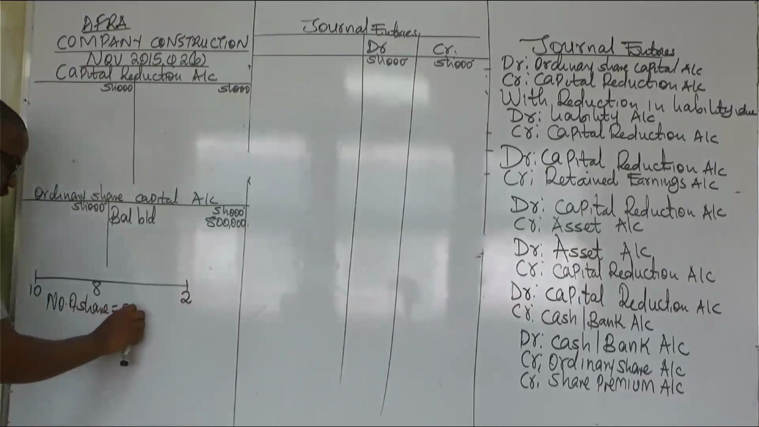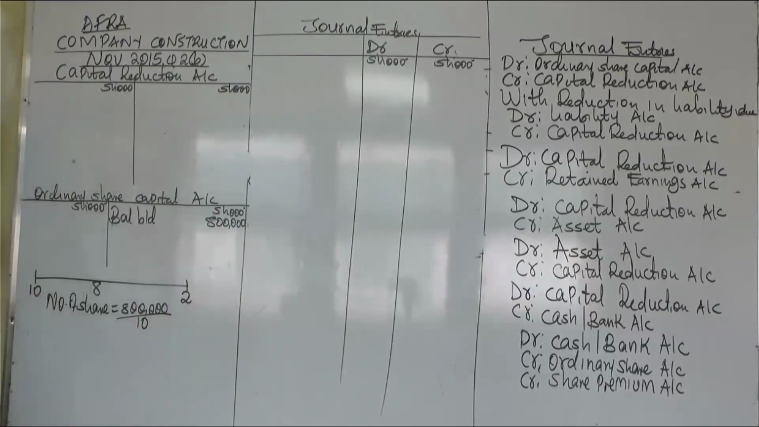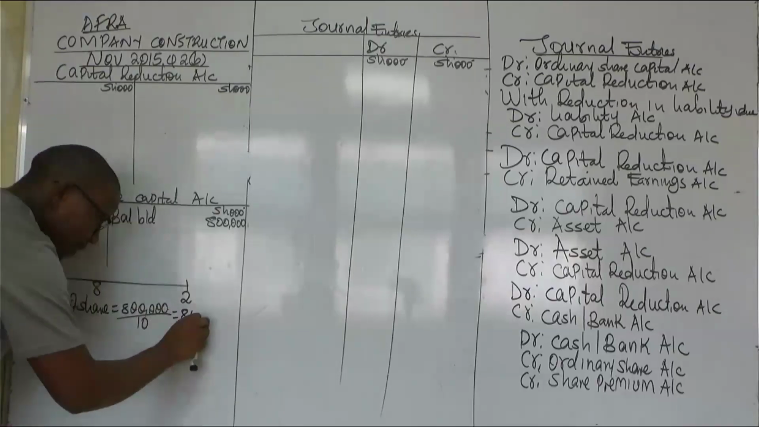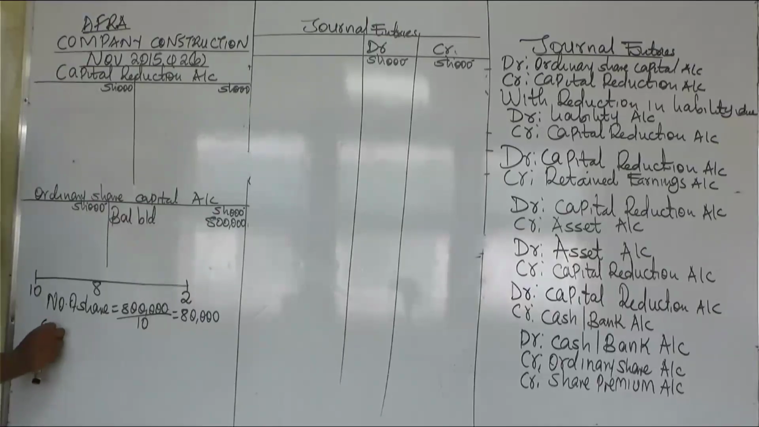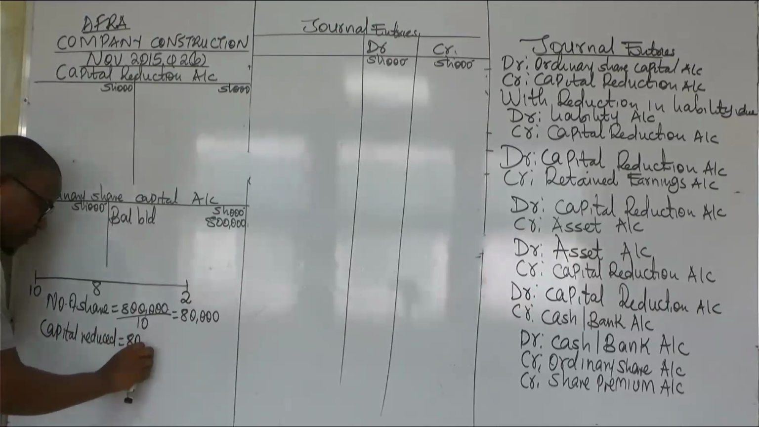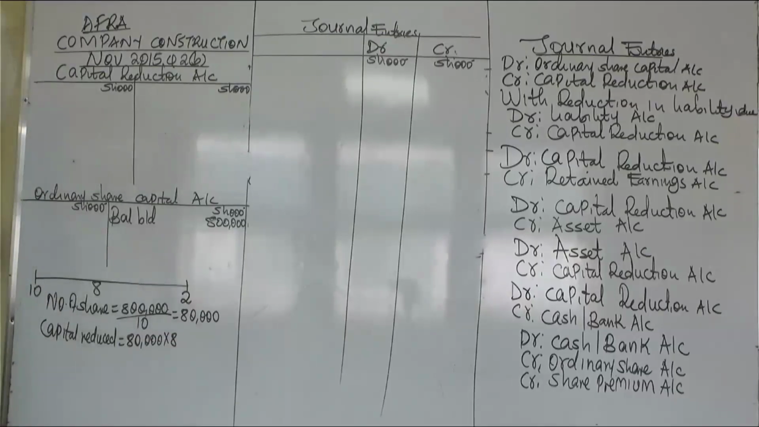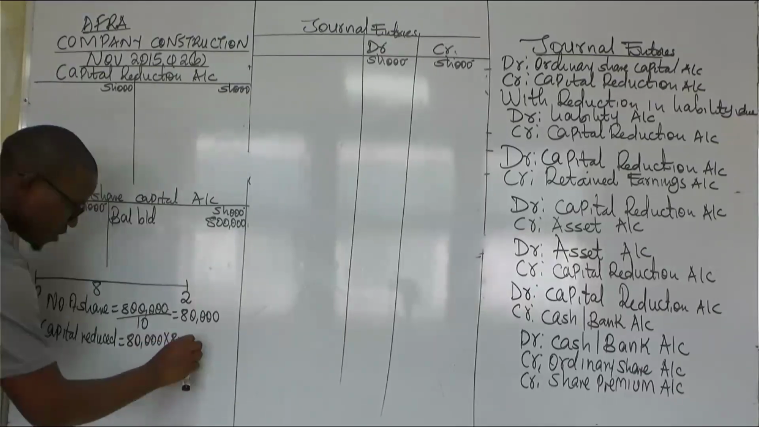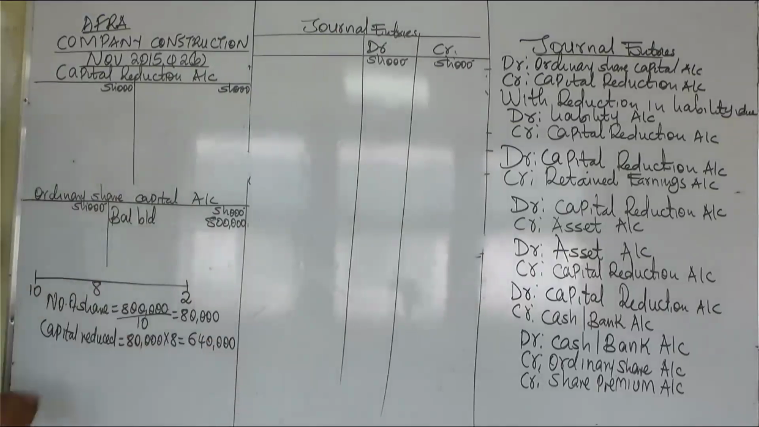So the thing is here, first I need to know the number of shares, which we know the ordinary share capital is 800,000. I will divide by the par value. So this will be how much? 80,000. So what will be the capital reduced here? I've reduced my capital by how much? I will just take 80,000. I multiply by 8. May reduce by how much? 640.